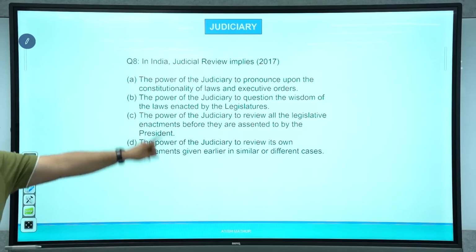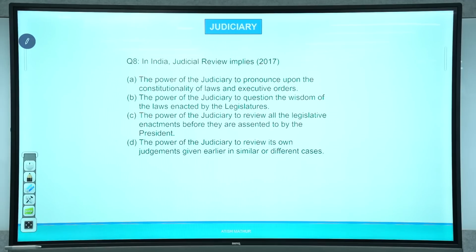Judicial review implies the power of the judiciary to pronounce upon the constitutionality of law and executive orders, the power of the judiciary to question the wisdom of the law enacted by legislatures, the power of the judiciary to review all legislative enactments before they are assented by the president, the power of the judiciary to review its own judgments given earlier in similar or different cases.